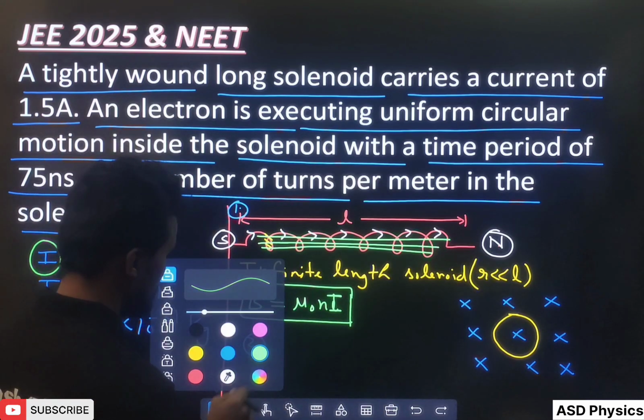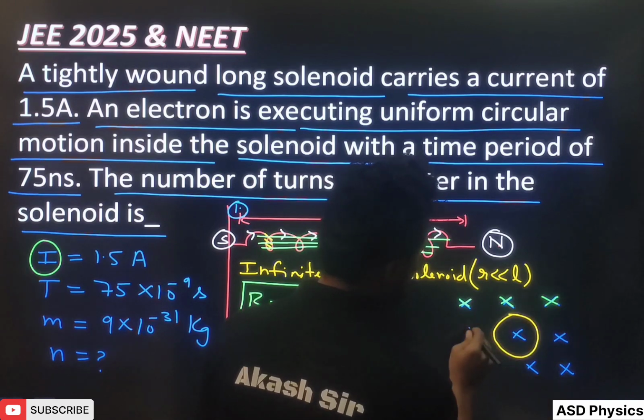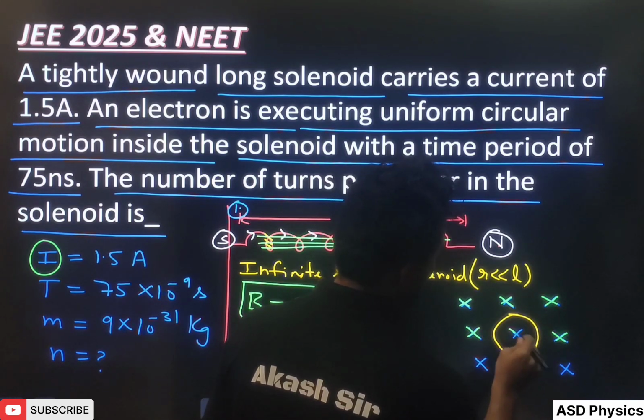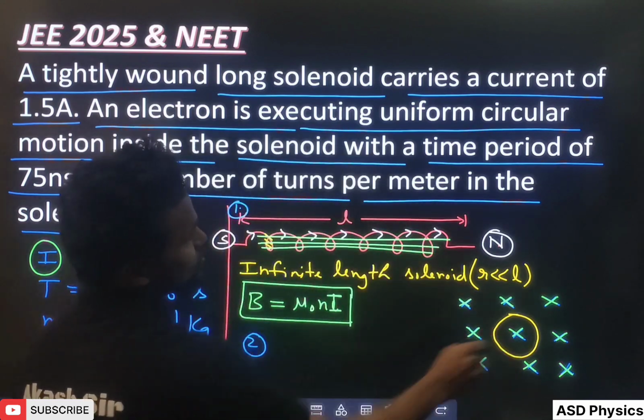Even here we can use the green line also. Because I have denoted the magnetic field with the green line, I will use the green line here. That is better, so that we can correlate.